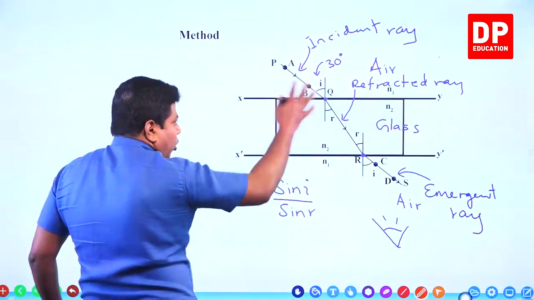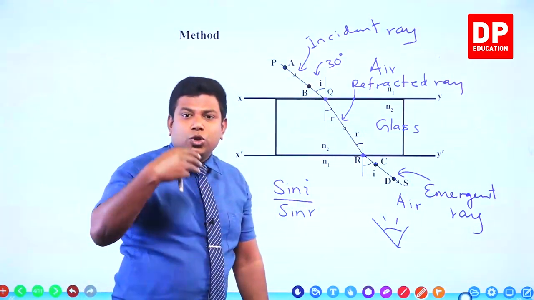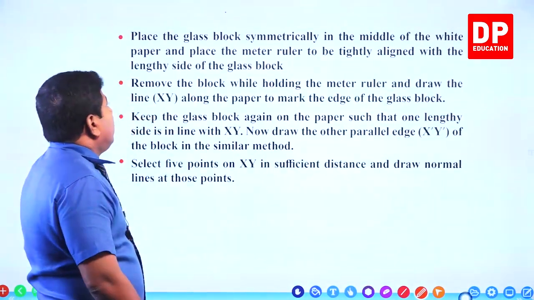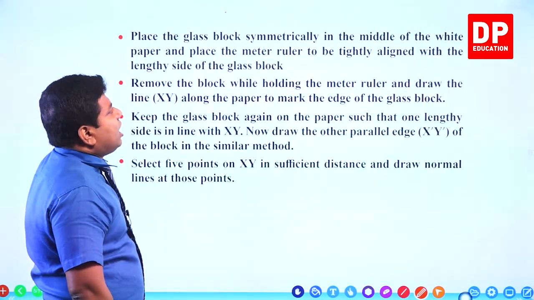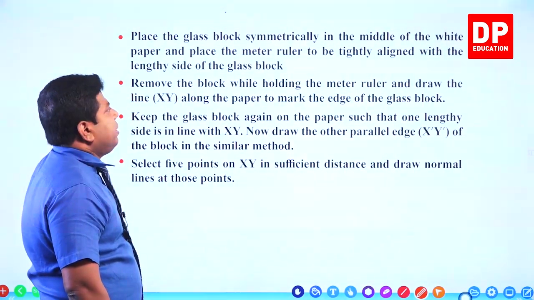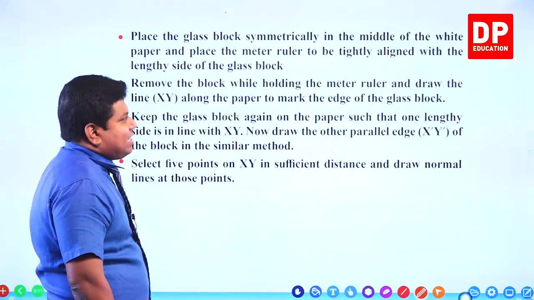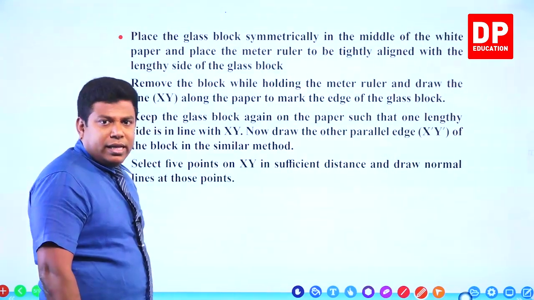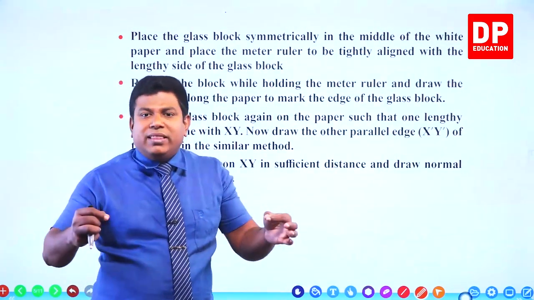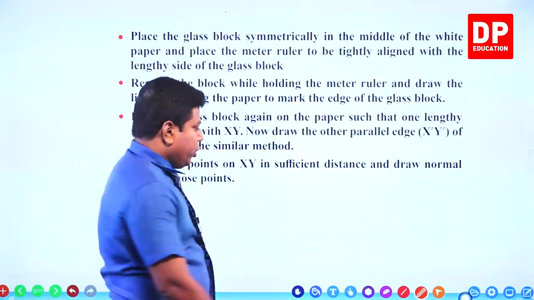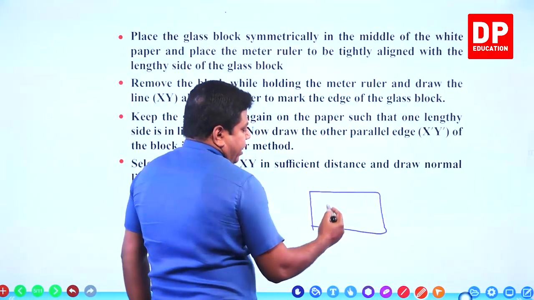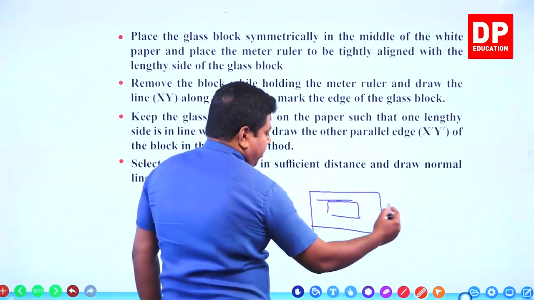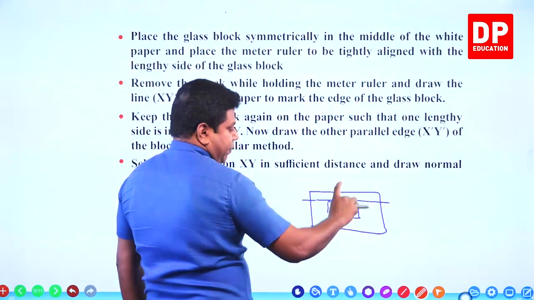This is the understanding. Now we need to know how to write this in an exam. If they ask you to write down the steps, this is how to write it. First point, place the glass block symmetrically in the middle of a white paper and place the meter ruler tightly aligned with the lengthy side of the glass block. There will be one side which is the maximum length of the glass block. So you take the A4 paper and keep the glass block like this, symmetrically in the middle. And then keep a meter ruler like this, tightly against the glass block.